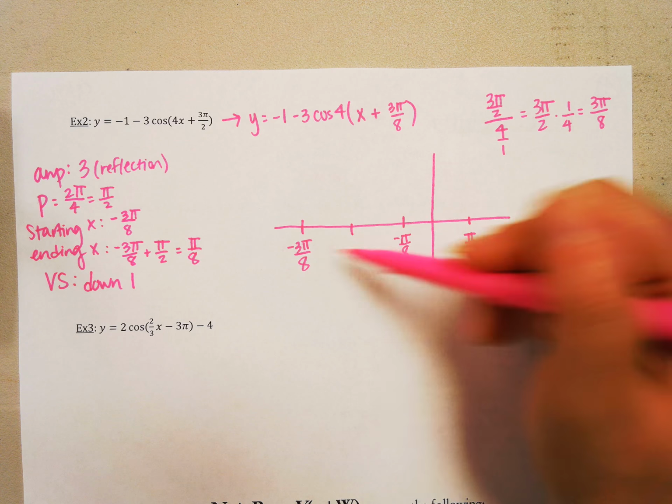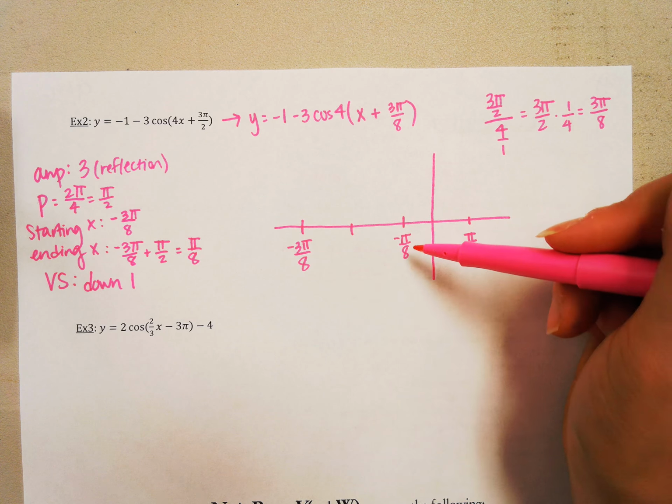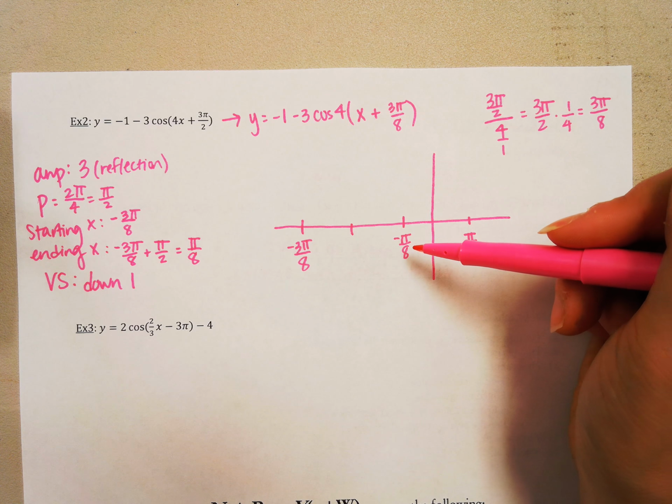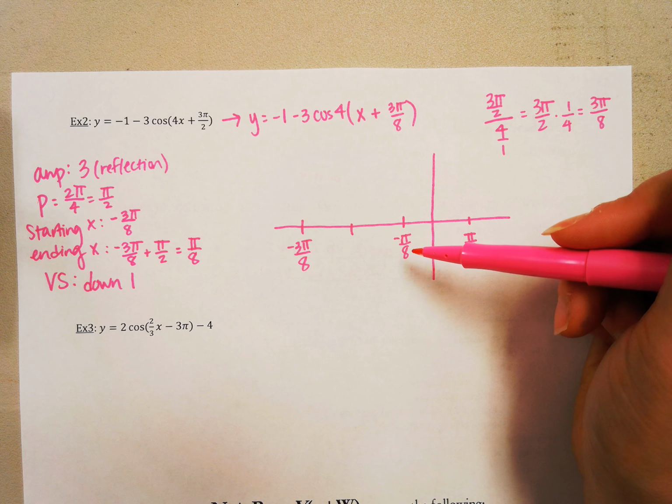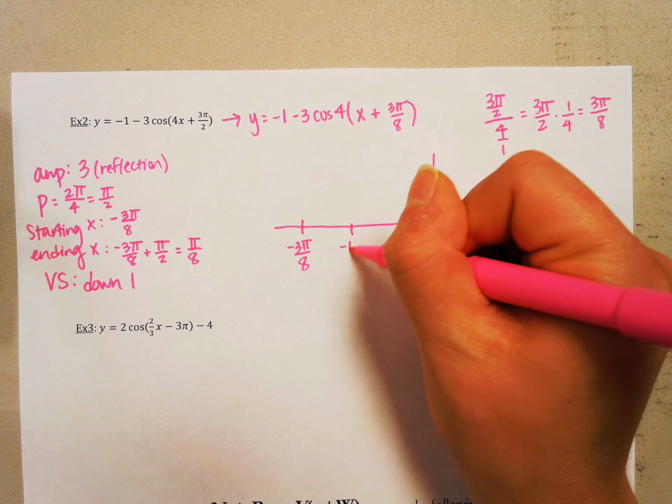If we want to do it this way, we'll have negative 3 pi over 8 plus negative pi over 8, which is negative 4 pi over 8, which is negative pi over 2. We divide that by 2, and we'll get negative pi over 4.